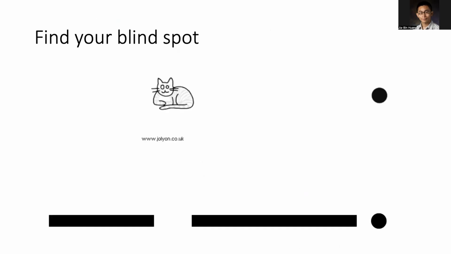Let's first close your left eye and use your right eye, look at the top right corner, and what you will find is that for some time the cat will disappear. Right? Did you see that?